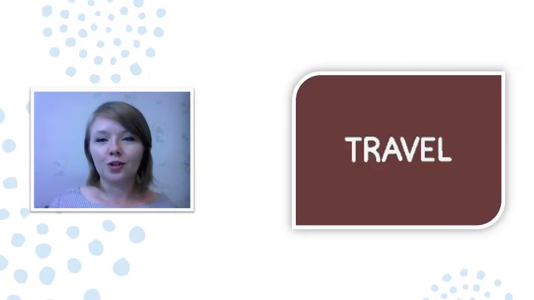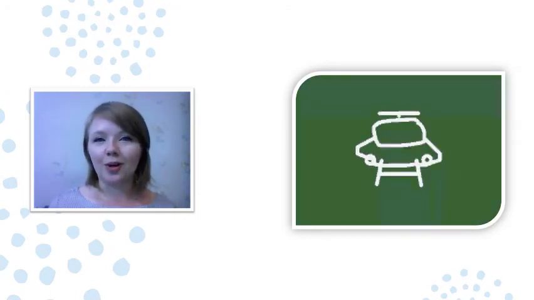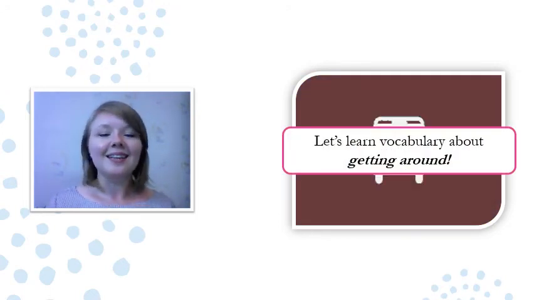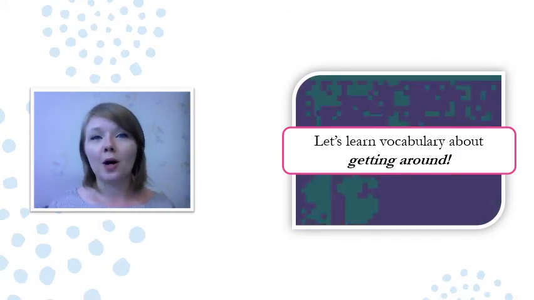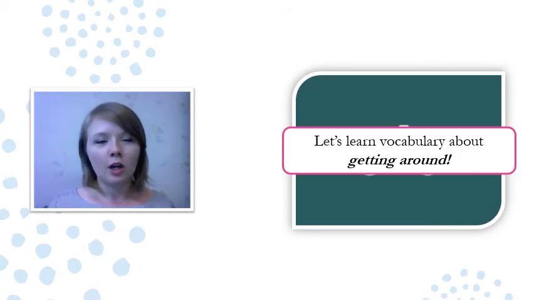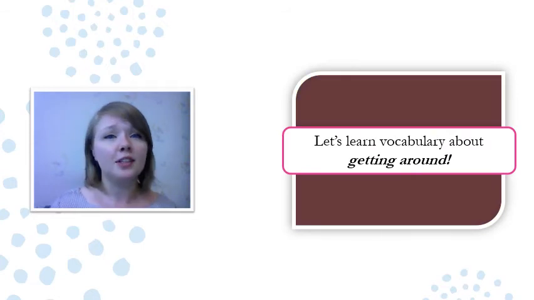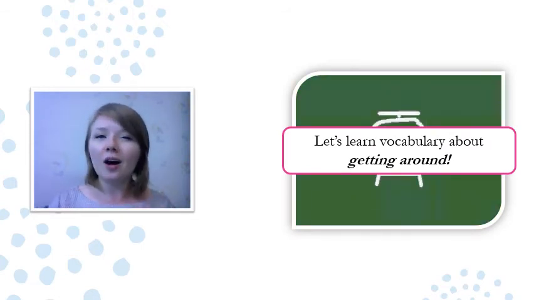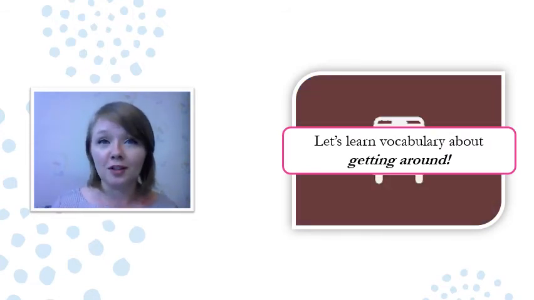Maybe you prefer a train or a taxi or an airplane. Let's learn some vocabulary about getting around. We're going to look at the prepositions we use to talk about how we use different kinds of transportation. So here are our terms we're going to learn in our second vocabulary set.